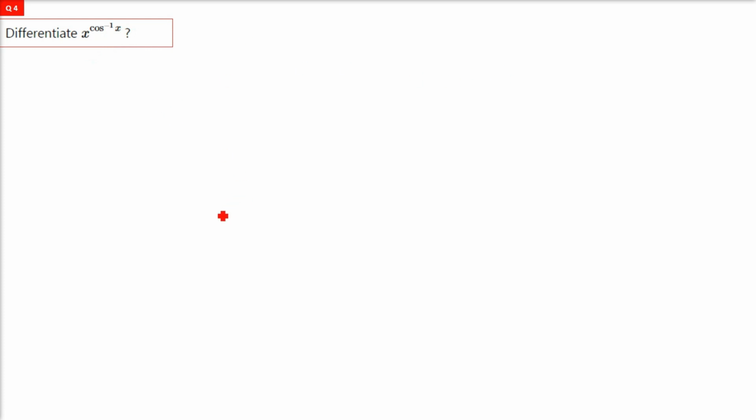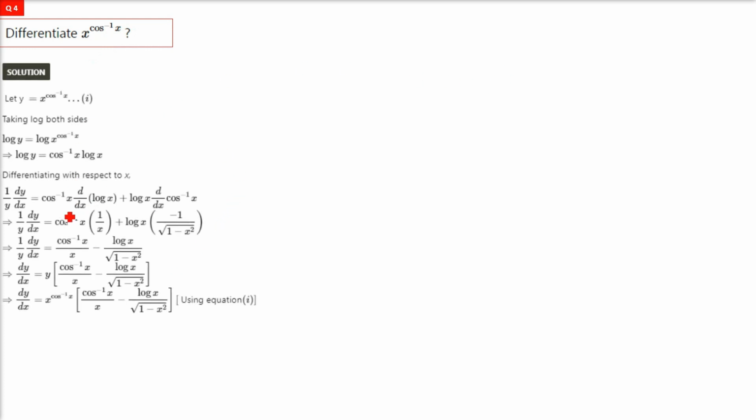Next is x to the power cos inverse x. This is a reference for those who want to do it by themselves. Y is equal to x to the power cos inverse x. Take the log on both the sides, logarithmic. So it will be log y is equal to cos inverse x will come in front. So cos inverse x and log x it will be. Now let us differentiate both the sides, d by dx of both the sides.